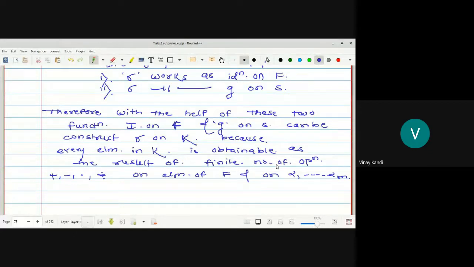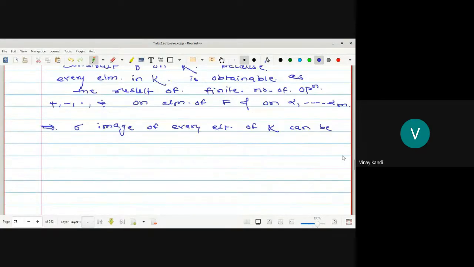Now, this implies the sigma image of every element of K can be constructed. Is it correct? Yes, the sigma image of every element of K can be constructed with the help of these two functions.